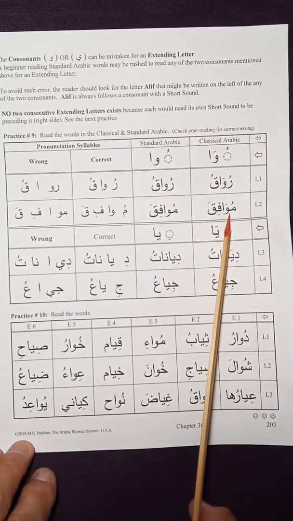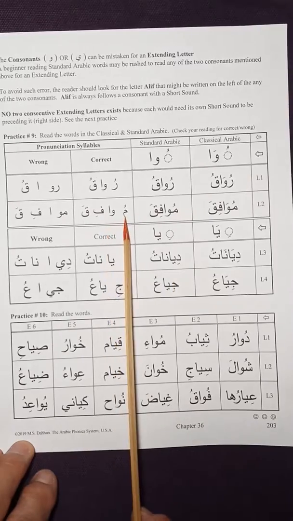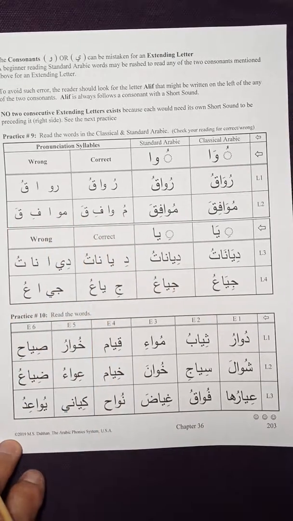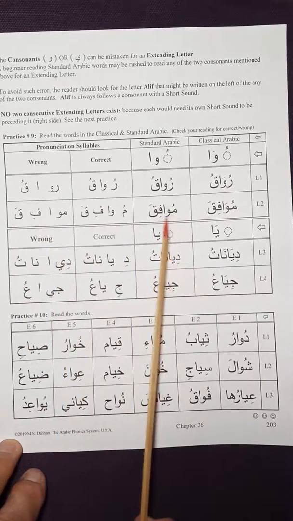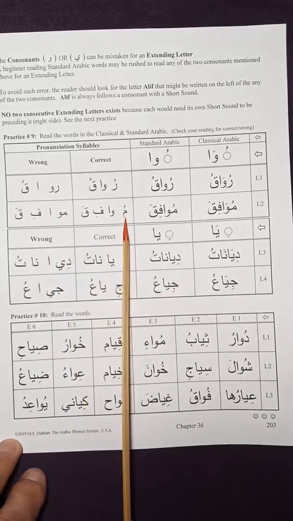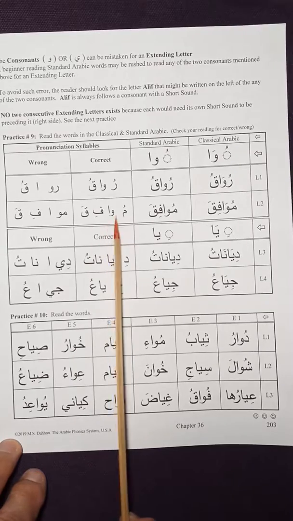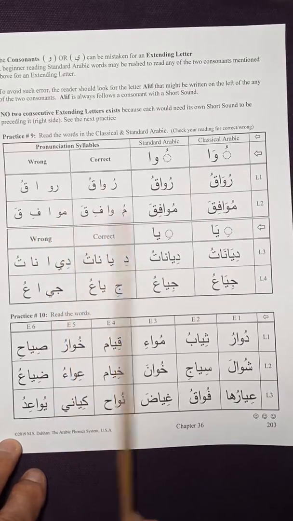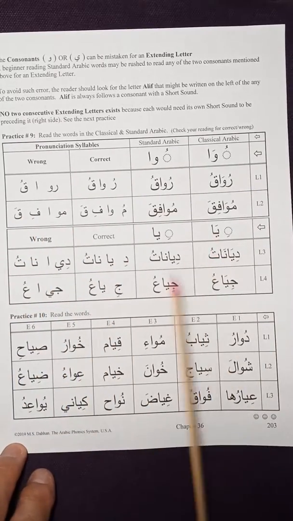Here, mu wa fi qa. Okay, so we pronounce it like mu wa fi qa. Somebody may think that these two here are a long sound. They are not. This is the correct way to say it: mu alone, then wa. That's a long sound right there. You cannot combine these two together. The reason I'm mentioning it is that we've seen it before.